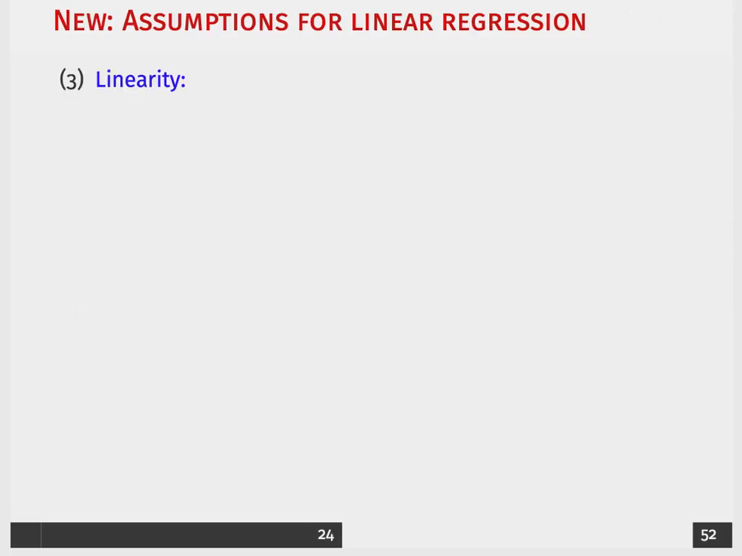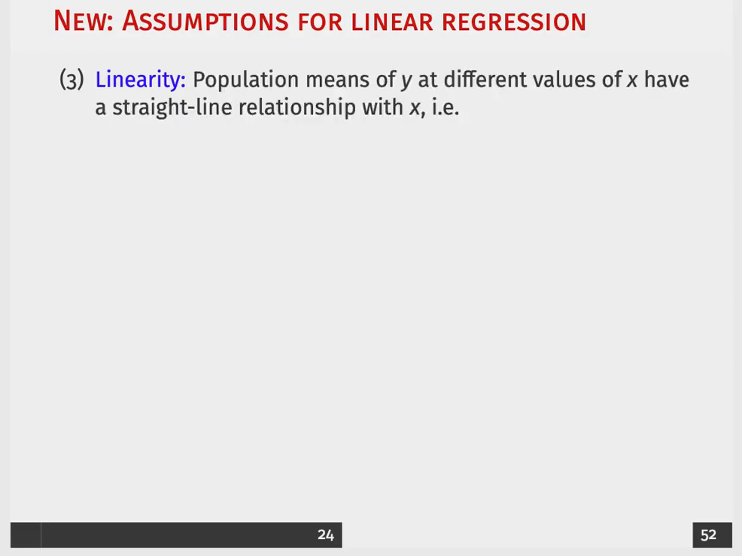Now, what we're introducing today is that we need to have a linear relationship. More formally, what that means is that the population means for different values of x have to go through a straight line with x. Now, that sounds a little confusing, right? But essentially what I'm saying is that the conditional mean of y at different values of x has to be a function of this linear line that we've drawn.